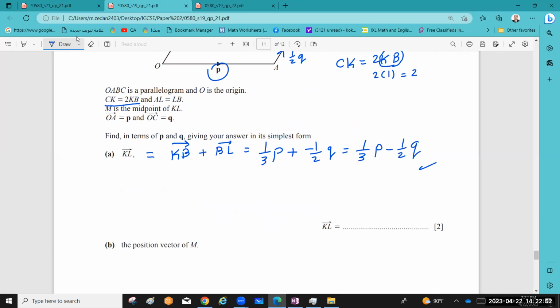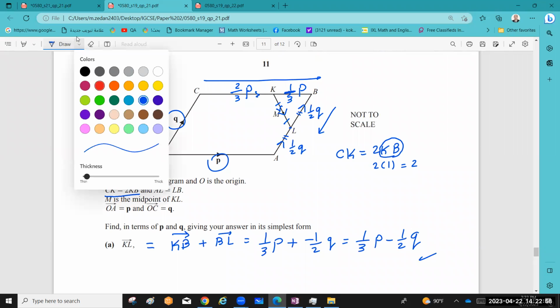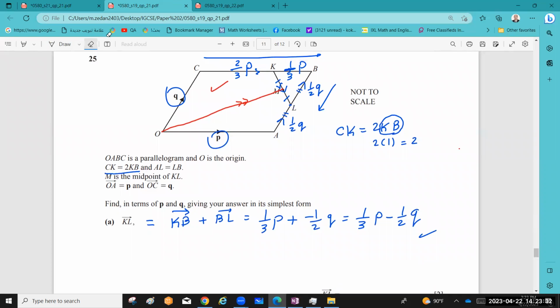Another one, I want the position vector of M. Position vector of M means the vector OM. To find the vector OM, as you see, not this one. To find this vector OM, to solve it, use either this figure or this parallelogram. Which one? The easiest one to you. So consider I pick the upper one, for example. Both triangles will give you the same answer. So just write the OM vector.